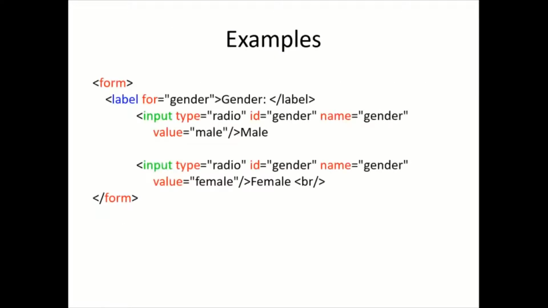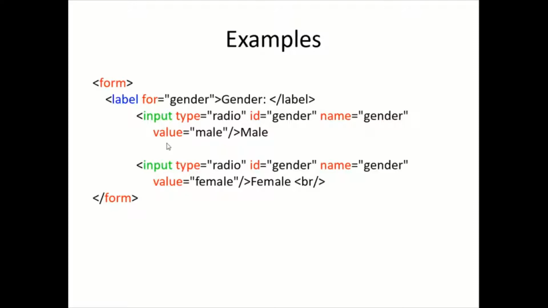Let's see the example. This is the form tag. This is the basic tag which will be available. First, I am creating a label for the gender. Inside that, I'm using an input tag with type radio. I'm giving the ID gender, and the name is equal to gender.